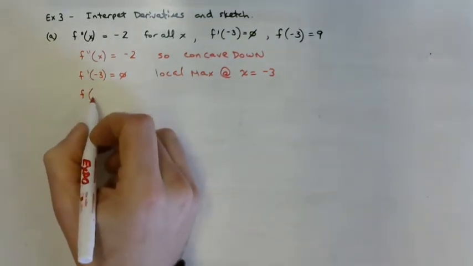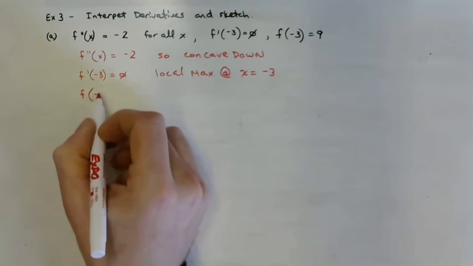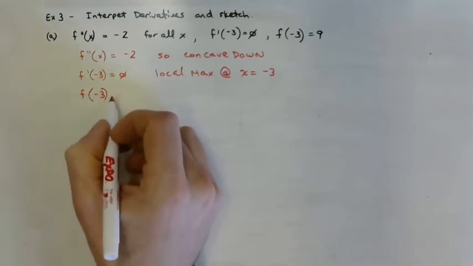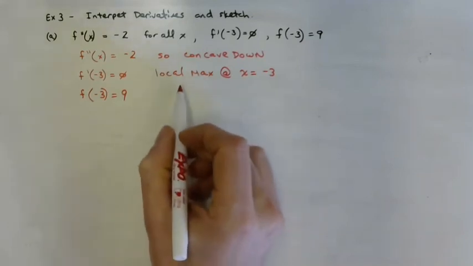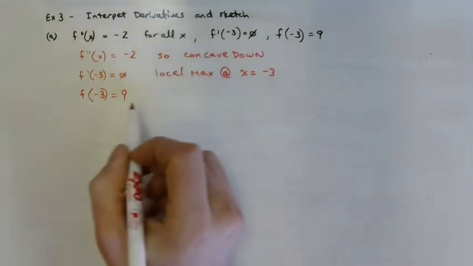Then it tells us that on the original function, which is what we're trying to sketch, the value of the function at x equals -3 is 9. What does that tell us? Well, that tells us that the local max is at -3, 9.